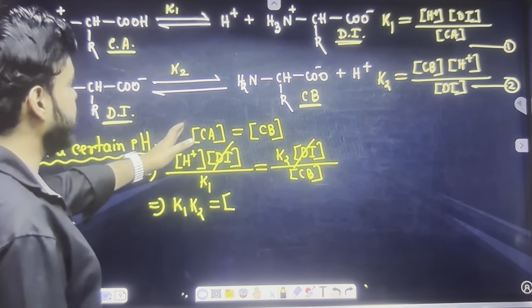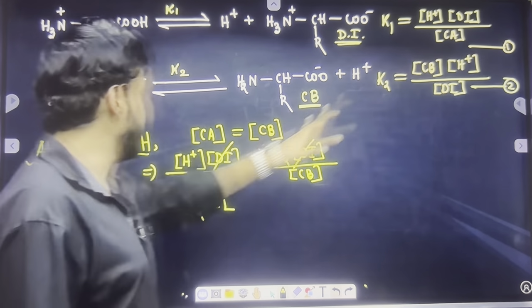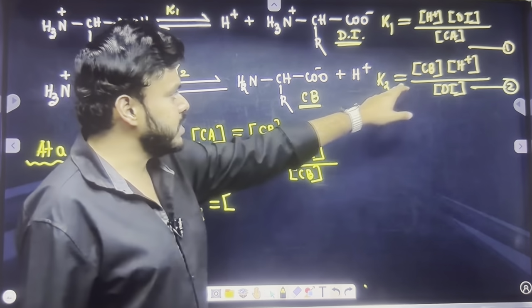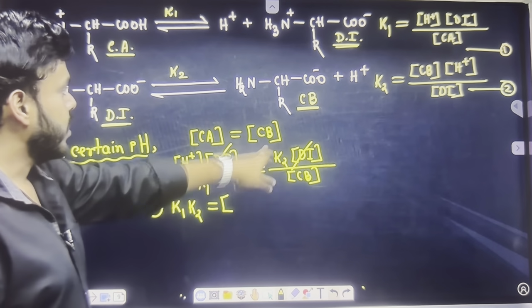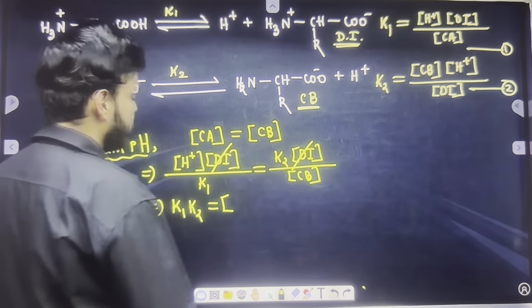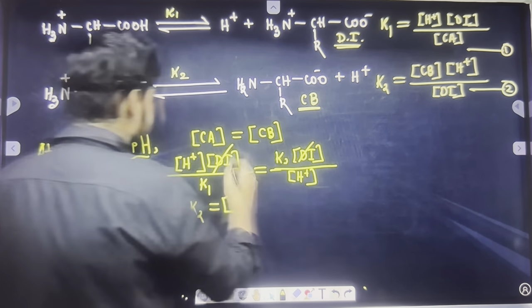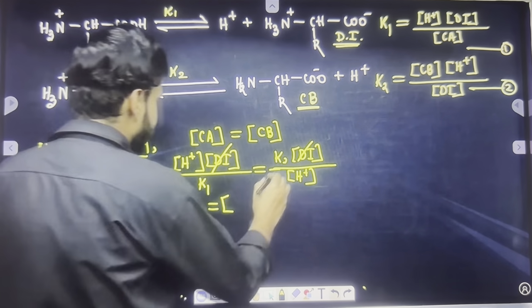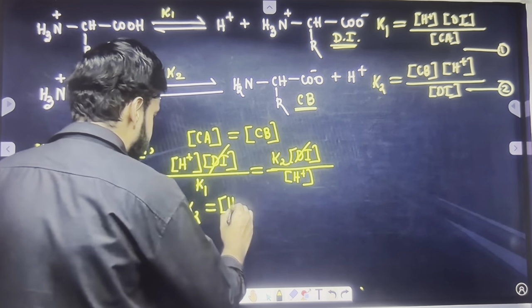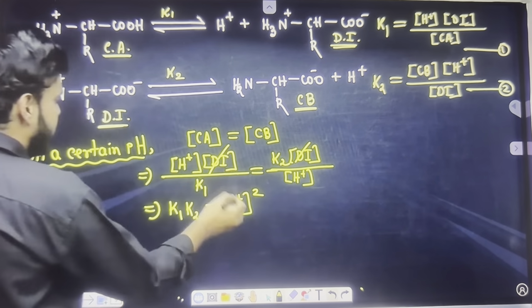And look at the Ca concentration again, H plus into di by K1. And what is the Cb concentration? This will be K2 into di by H plus. So as you cancel di and di both, what are we getting? This will be K1 K2, that is nothing but equal to H plus whole square.